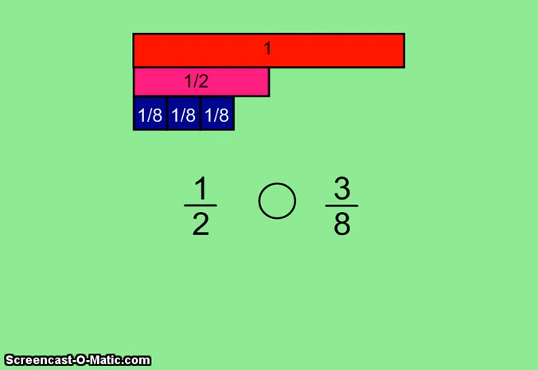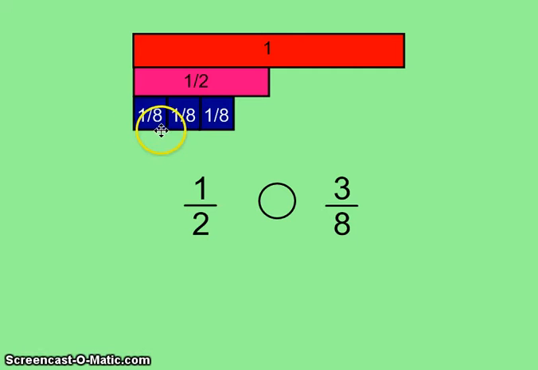Let's try another one. Again, my denominators are different, but look, this time my numerator in the first fraction is 1, but my numerator in my second fraction is 3. So it's not as easy now to only think of the denominator. I'm going to have to look at my picture very carefully. So I'm comparing 1/2 to 3/8.